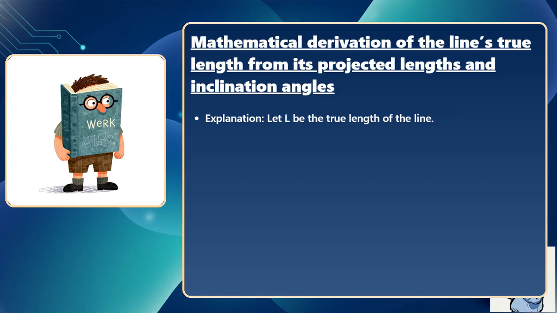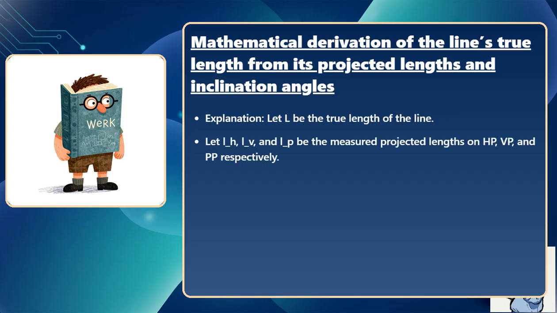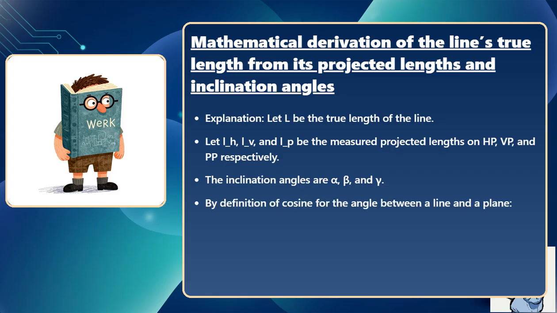Explanation: let L be the true length of the line. Let L_H, L_V, and L_P be the measured projected lengths on HP, VP, and PP respectively. The inclination angles are alpha, beta, and gamma. By definition of cosine for the angle between a line and a plane: cos alpha equals L_H over L, cos beta equals L_V over L, cos gamma equals L_P over L.